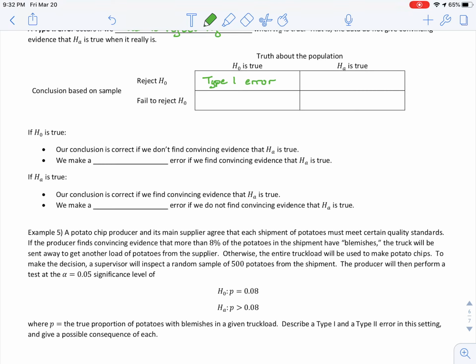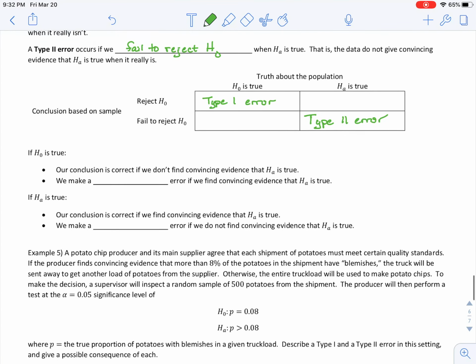But if you fail to reject the null, but your alternative was actually true, so you're still sitting there saying, fail to reject the null, I don't have evidence, I still think the null is true. But if the alternative was really true, you just made the wrong choice, and that type is the type 2 error. These are really easy to get confused. Don't feel overwhelmed if you don't get it at first.